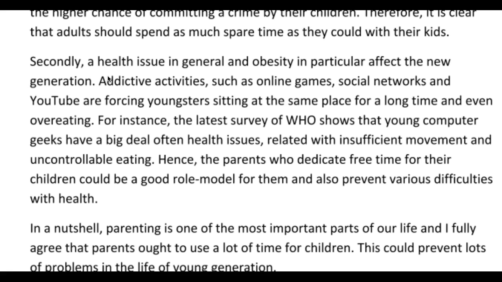Hence, the parents who dedicate free time for their children could be a good role model for them and also prevent various difficulties with health.